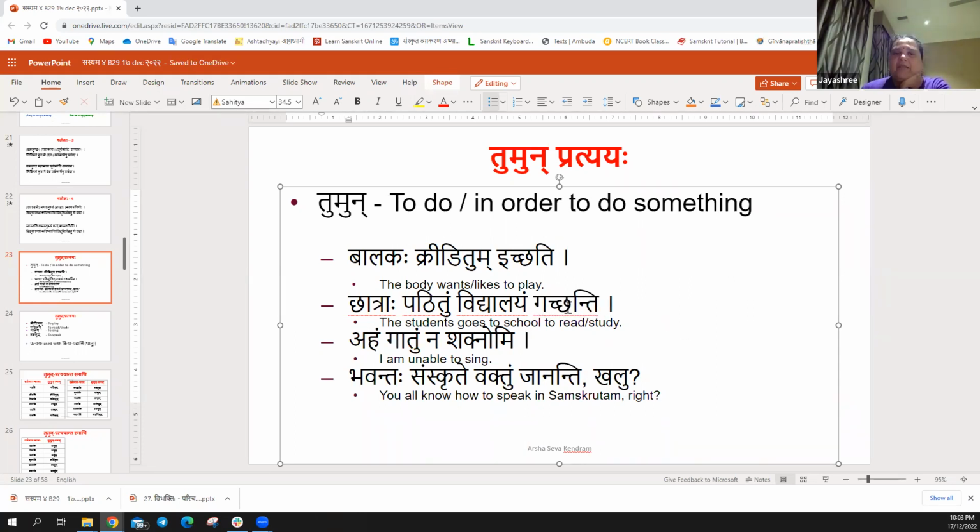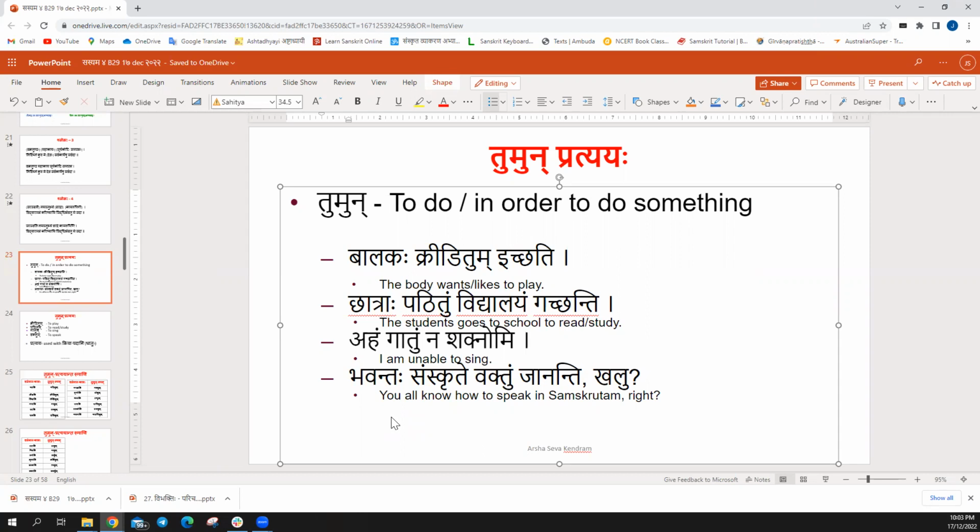All right. So that's the reason for patitum. Divya Moday, Aham gatum na shaknomi. I'm unable to sing. Suraksha Moday, Gatum, what is the dhatu for that? Ga dhatu. Ga. Okay.